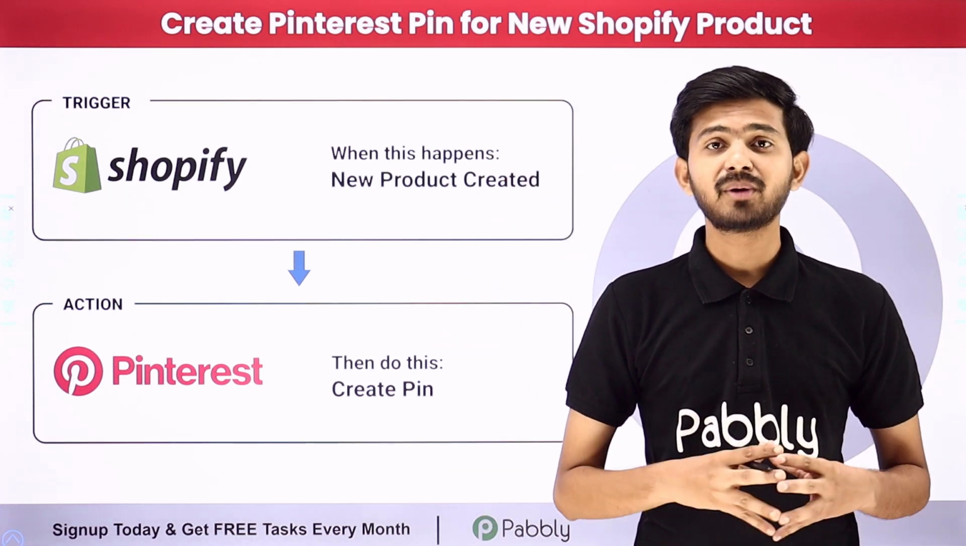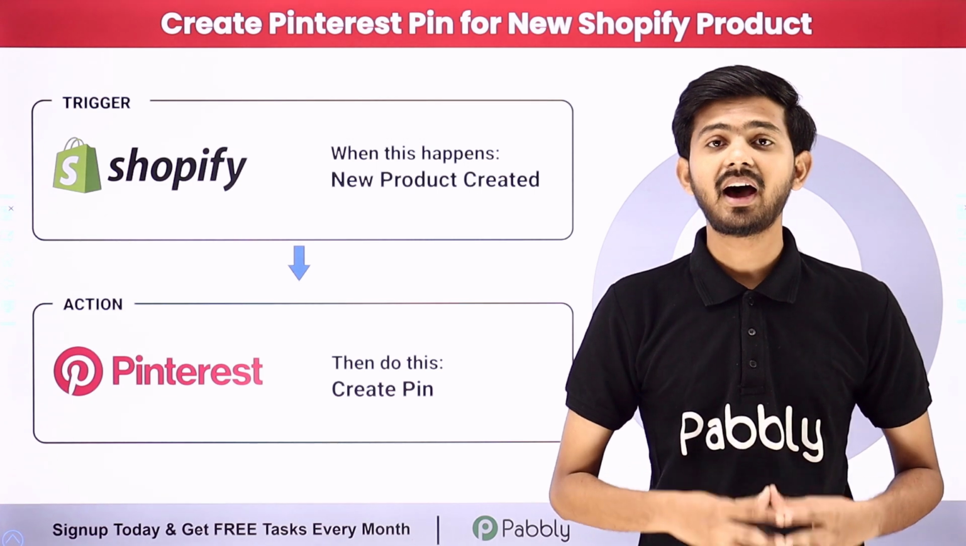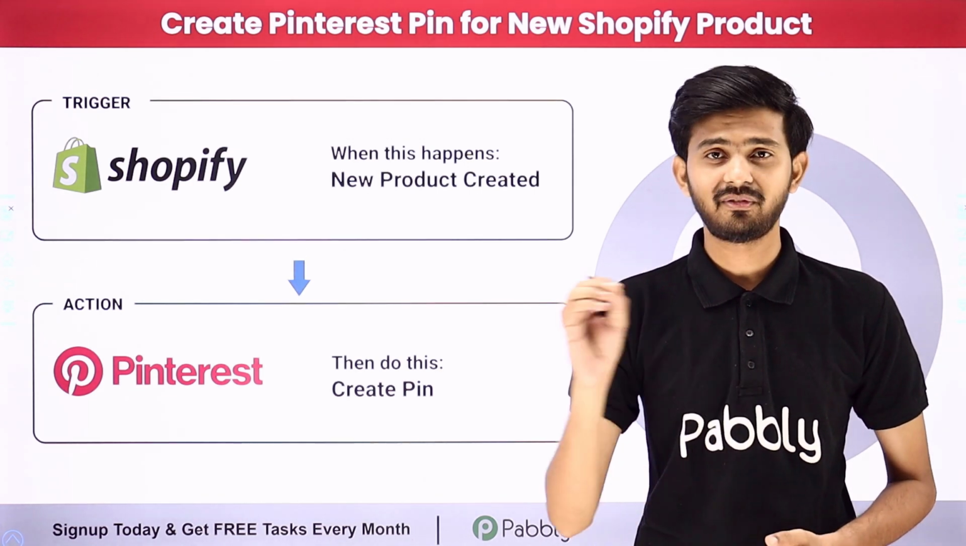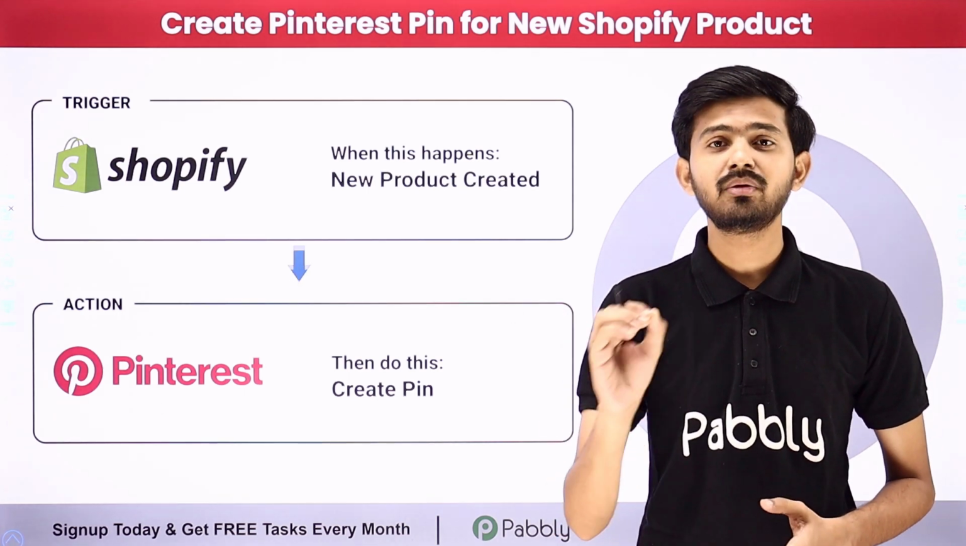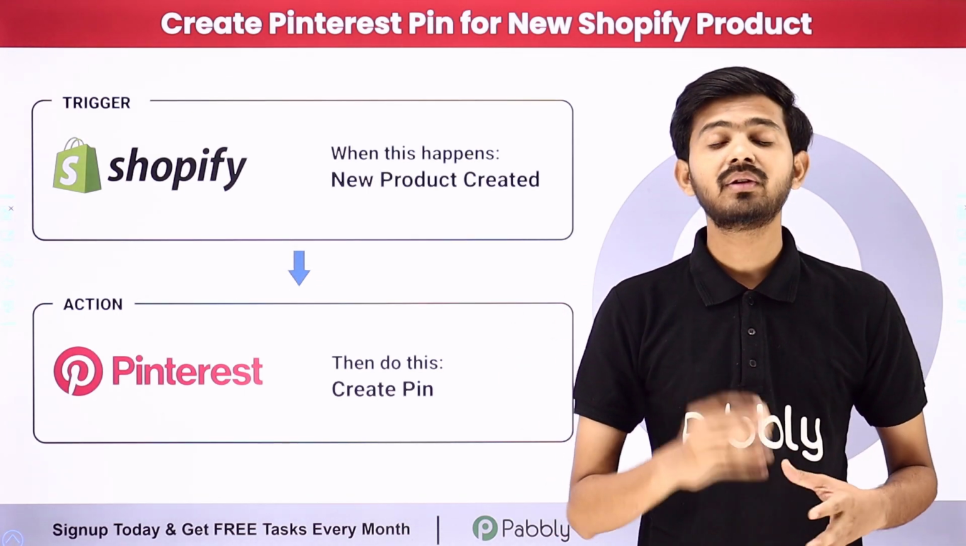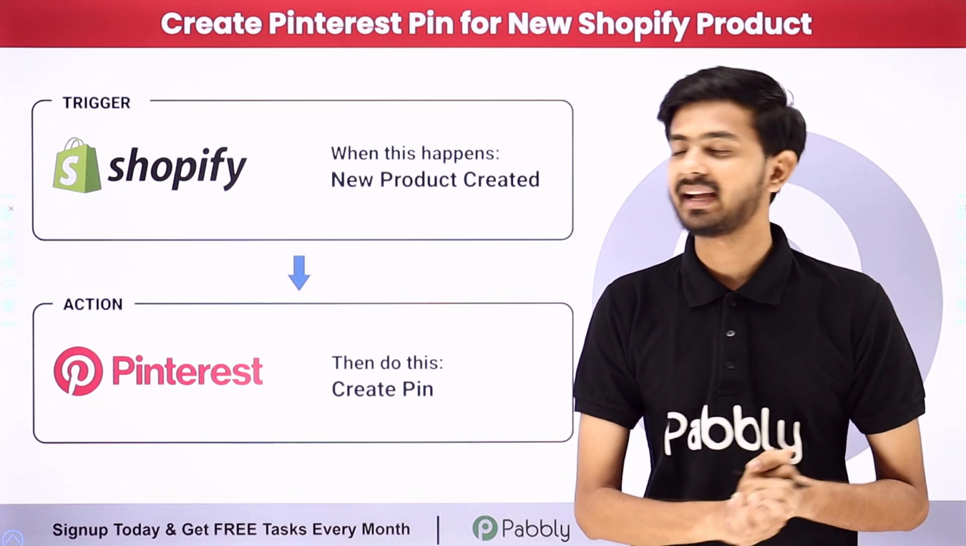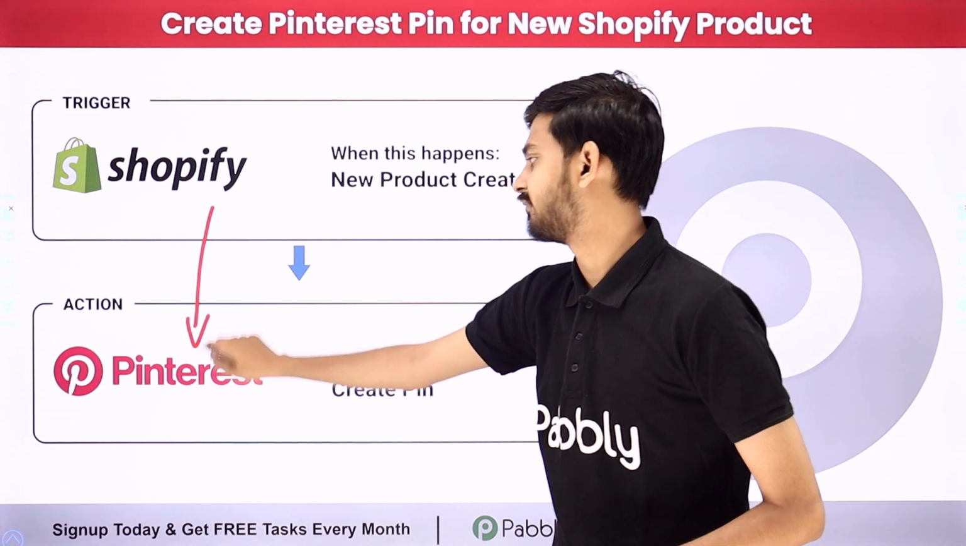So suppose we want to promote our Shopify product, and for that our objective is that whenever we are going to launch or create a new product in our Shopify account, then automatically by using that detail of our product, we are going to create a new pin in our Pinterest account. So for my objective, I have to build a connection between Shopify and Pinterest.